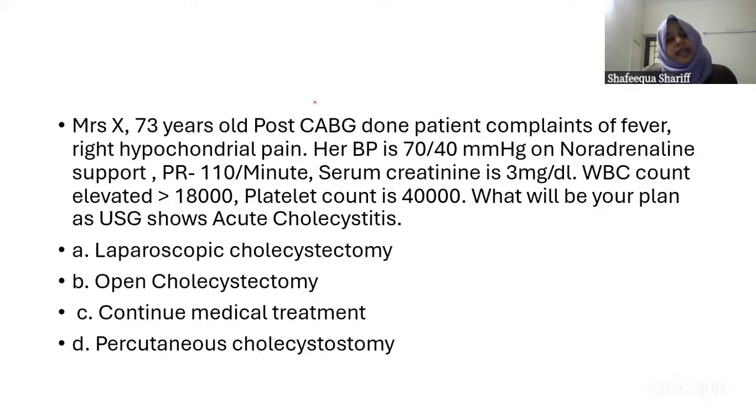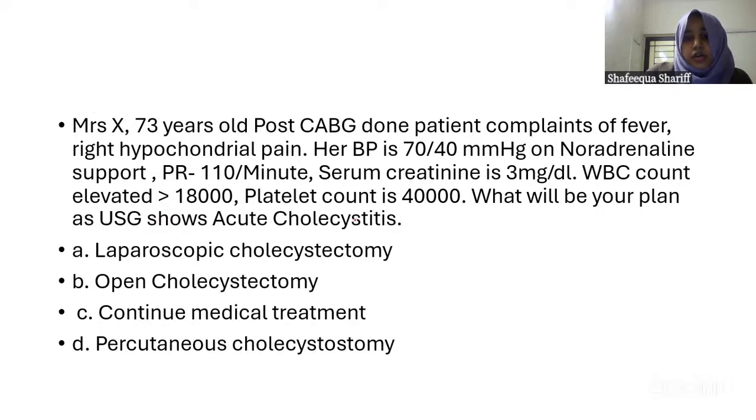So there's Mrs. X, a 73-year-old post-CABG patient, who complains of fever and right hypochondrial pain. Her BP is 70/40, which is low, and she's already on noradrenaline support, and she has tachycardia. Her serum creatinine is elevated, her WBC count is elevated, and her platelet count is 40,000. What will be your plan?